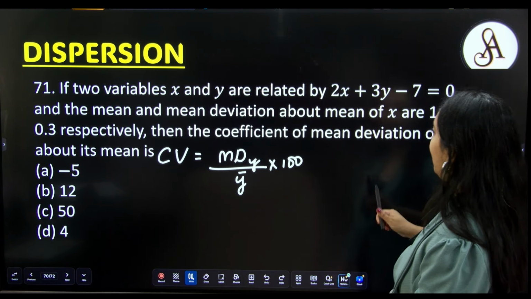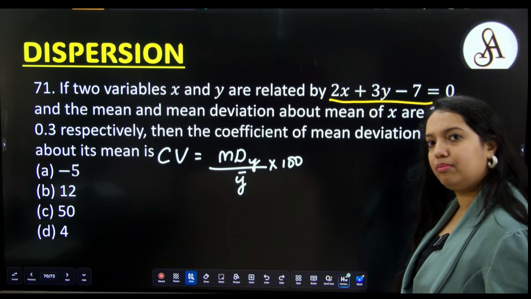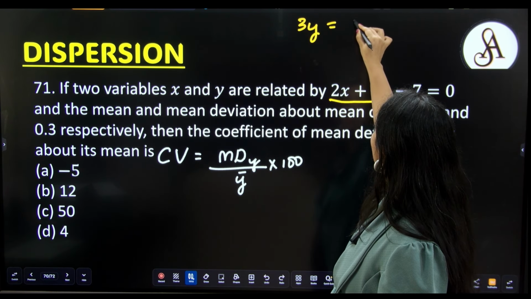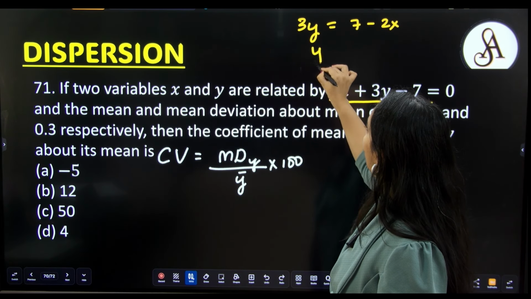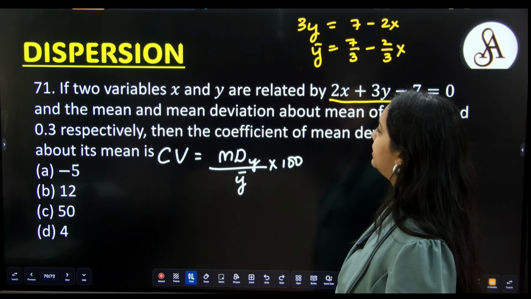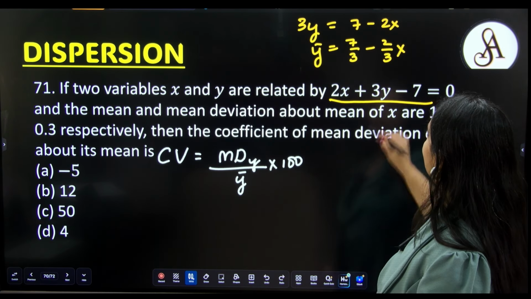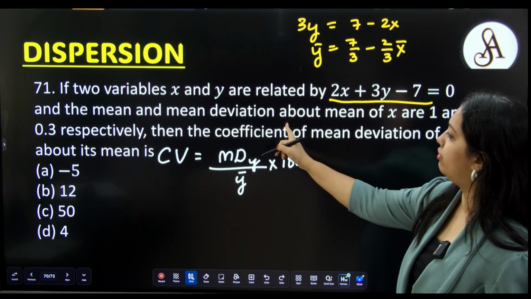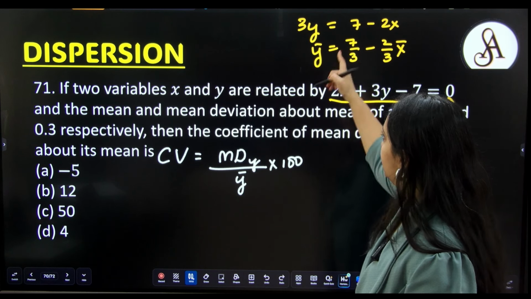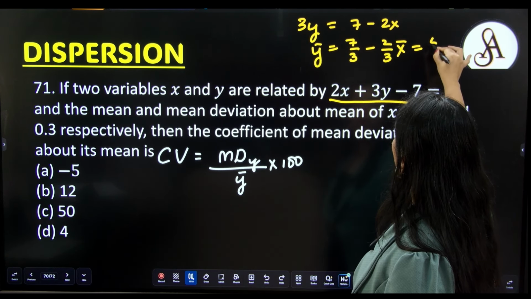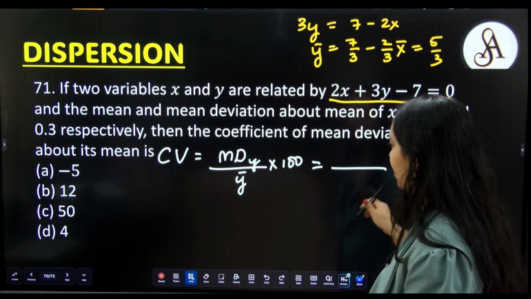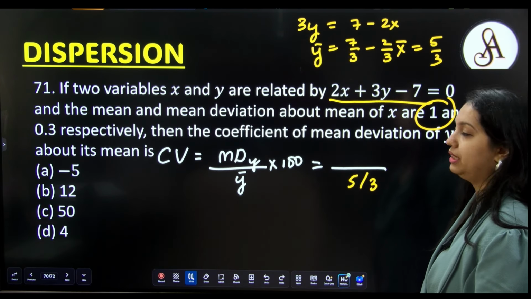Let's start. They have given this equation. What do you get from this equation? Arithmetic mean of y. So 3y is equal to 7 minus 2x. Y bar is equal to 7 by 3 minus 2 by 3 x bar. After this, replace x bar value. See, they have given arithmetic mean of x is 1. Replace this with 1. So, 7 by 3 minus 2 by 3, you will get 5 by 3 as your answer. This is my denominator part. Y bar value is equal to 5 by 3.